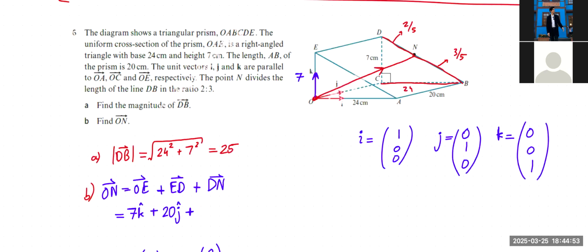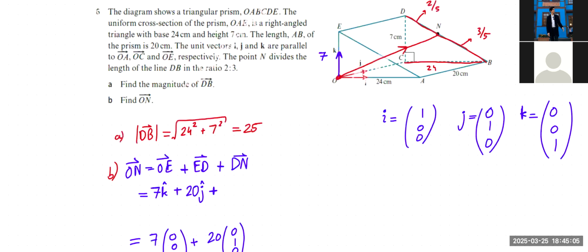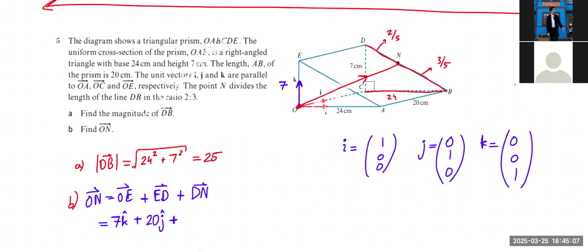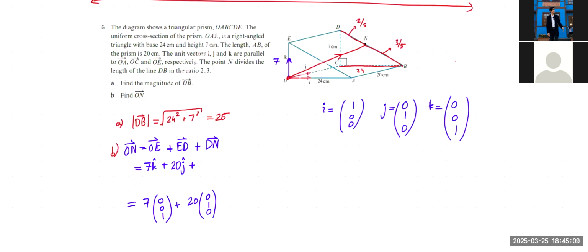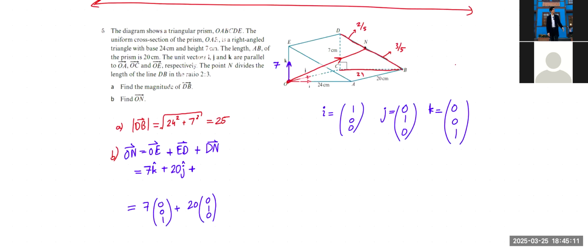We don't know what DN is, because DN is not in the direction of I, J or K. It's somewhere in the middle, right? So we need to figure out what direction DN is first, and then go from there. The thing is, DN is in the direction of DB. So maybe we can start by finding the DB vector.